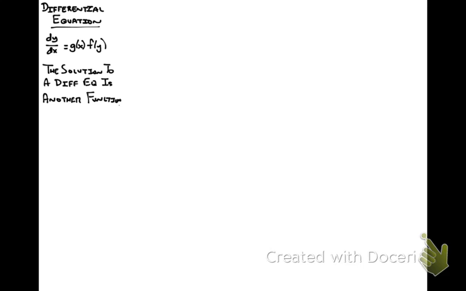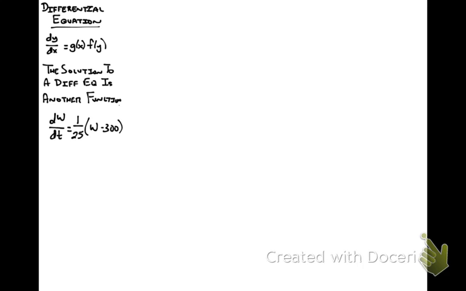Now, let's look at this by way of example. We have a relationship, dw/dt is 1/25 times (w minus 300). So the derivative of w, whatever it is, with respect to t, is 1/25 (w minus 300). This is our differential equation.